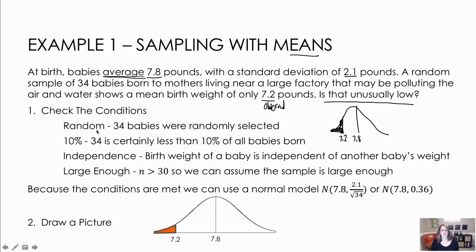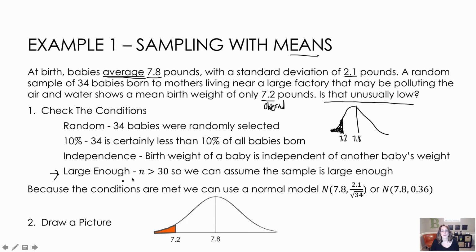So the conditions. First, random: the 34 babies were randomly selected. 10%: obviously 34 is less than 10% of all babies born. Independence: the birth weight of one baby is independent of another baby's weight, unless of course they're twins or something, but we're going to assume that randomly selected babies won't be twins. And then the one that we didn't really talk about much is the large enough condition.